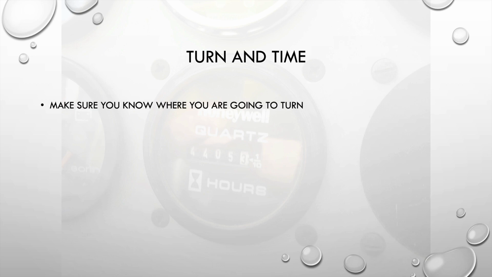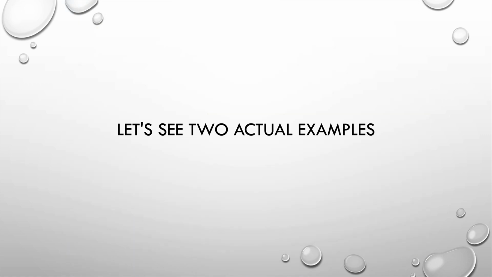Make sure you know where you're going to turn. Okay, we've already decided we're going to turn. We've planned ahead. The weather's getting worse and worse and worse. We've planned ahead. We're going to divert at Kyogle. You know where you're going to do it. Don't forget it. Make sure you start that time.